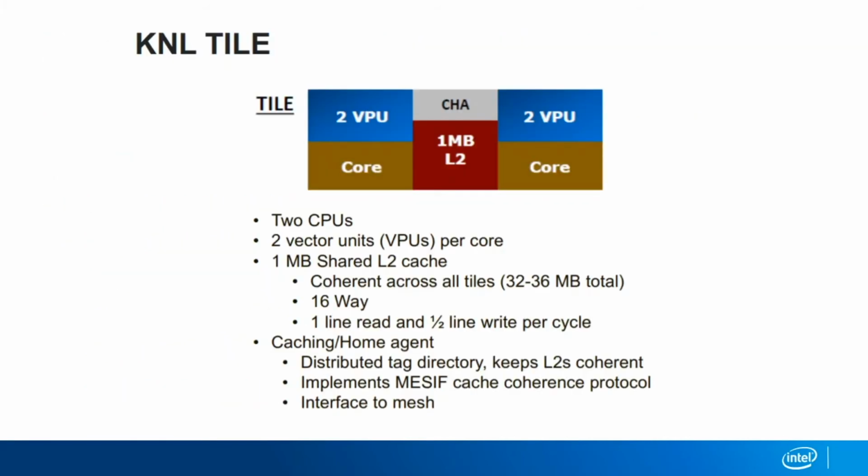We have 2 CPU cores sharing, living on the same tile. So within each core, we have 2 vector processing units. The tile itself has a 1 megabyte slice of L2 cache. This cache is 16-way associative. We have 1 cycle for read and 2 cycles for write.